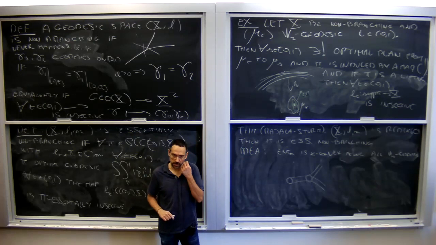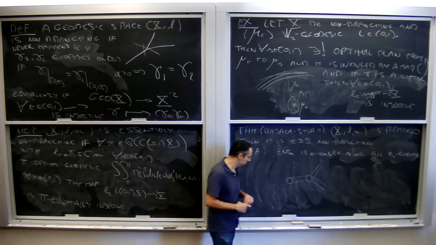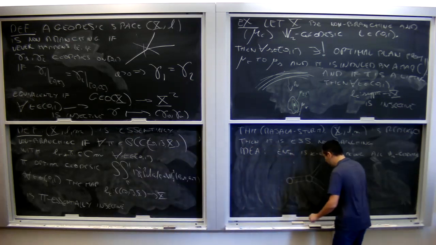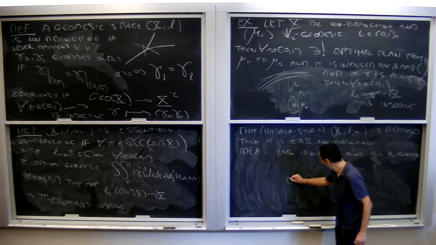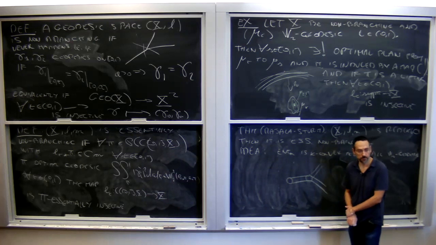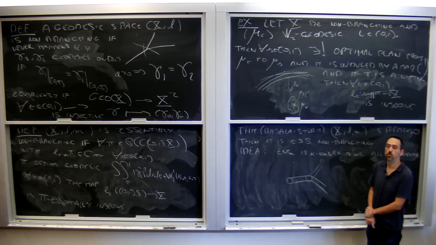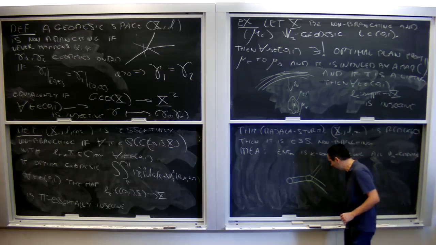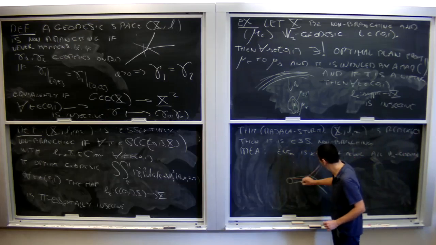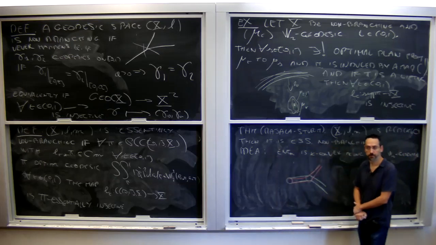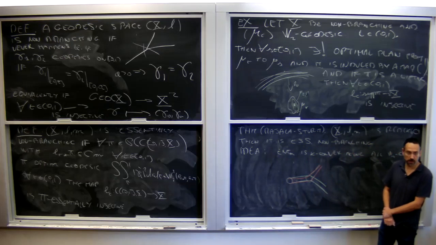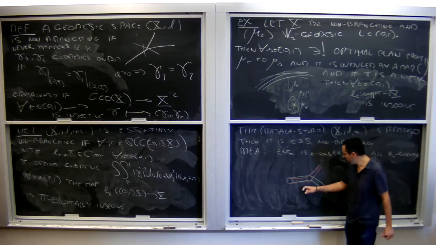Now, where is it that the problem arises? Well, the problem arises when you start noticing that you could now restrict your given plan to the green geodesics. And this would again be an optimal geodesic plan, so you would have a convexity of the entropy along this plan. But you could also do the same for the red geodesics, and this would also be convex. And now here is the problem.